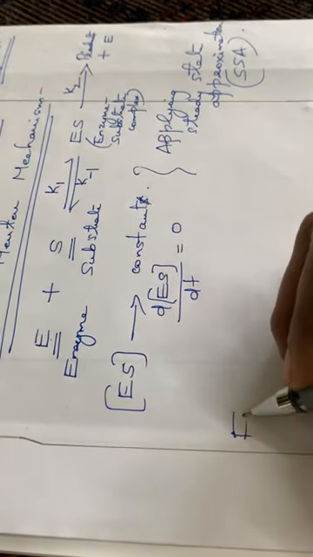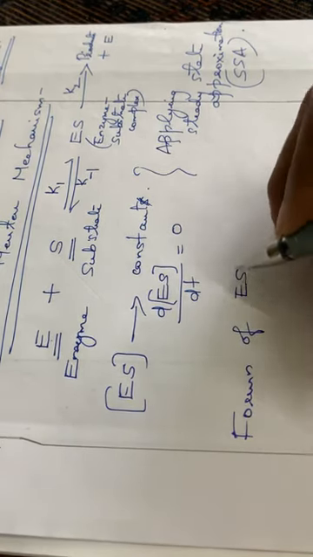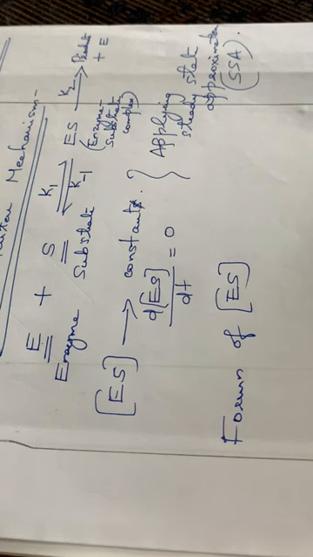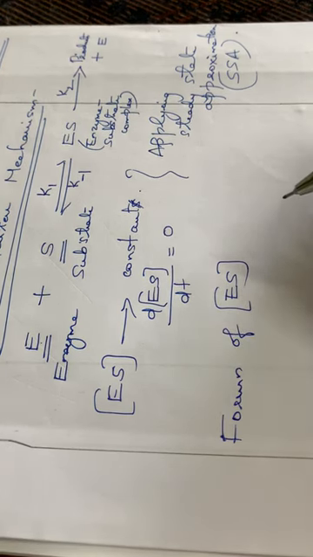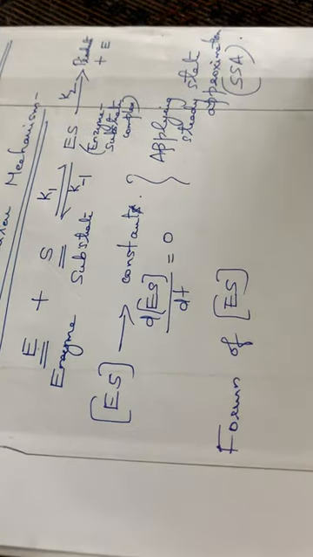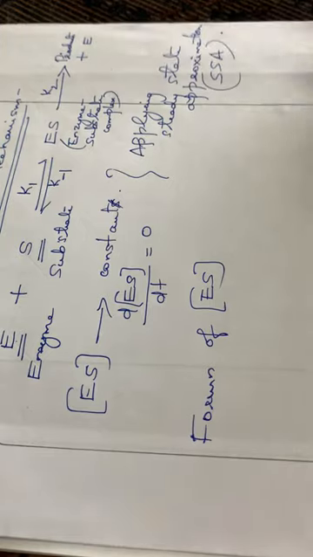So we can write the formation of this enzyme substrate complex and also the decomposition of enzyme substrate complex. The first step is formation of enzyme substrate complex. Here some mistakes are there in your textbook. You have to correct it, okay? Or else you have to go through this derivation and then correct it in your textbook.